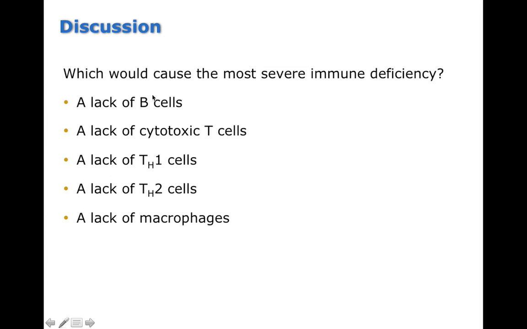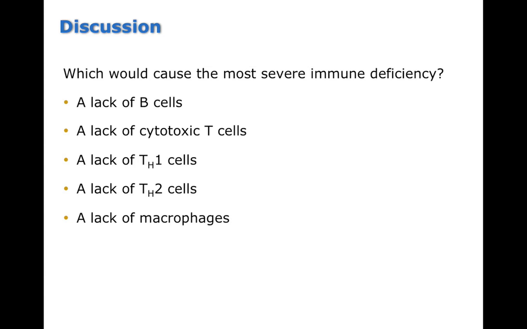So another question here says, which would cause the most severe immunodeficiency? A lack of B cells, a lack of cytotoxic T cells, a lack of T helper cells type 1, a lack of T helper cells type 2, or a lack of macrophages. So if you consider the role of all of these cells in your immune response, the question is: a deficiency of which one would cause the worst immunodeficiency, right?